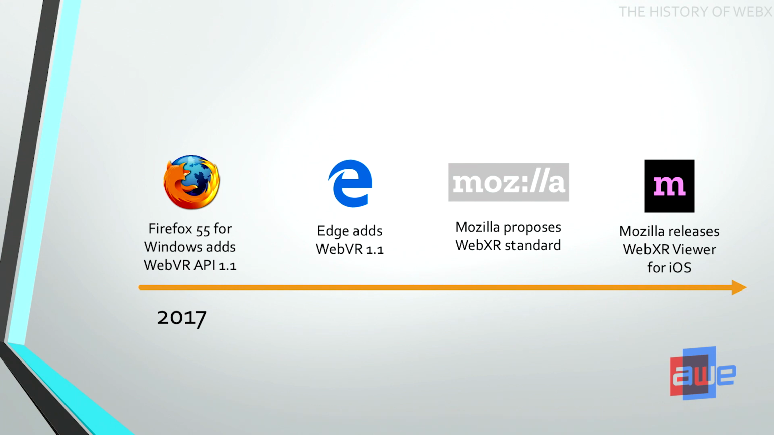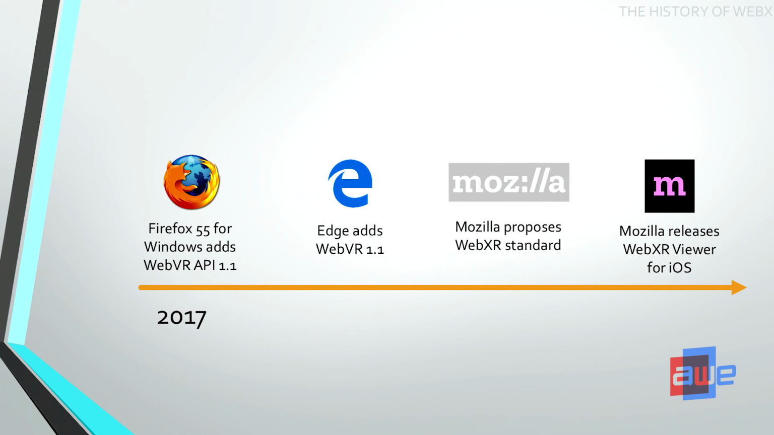Last year, 2017, Firefox became the first browser to have WebVR support in the fully released standard browser version. And right after, Edge also added WebVR support in their release browser. Now, at this time, ARCore and ARKit had just come out fully, and so a lot of people had started playing around with web-based AR. So that led Mozilla to propose the WebXR standard.